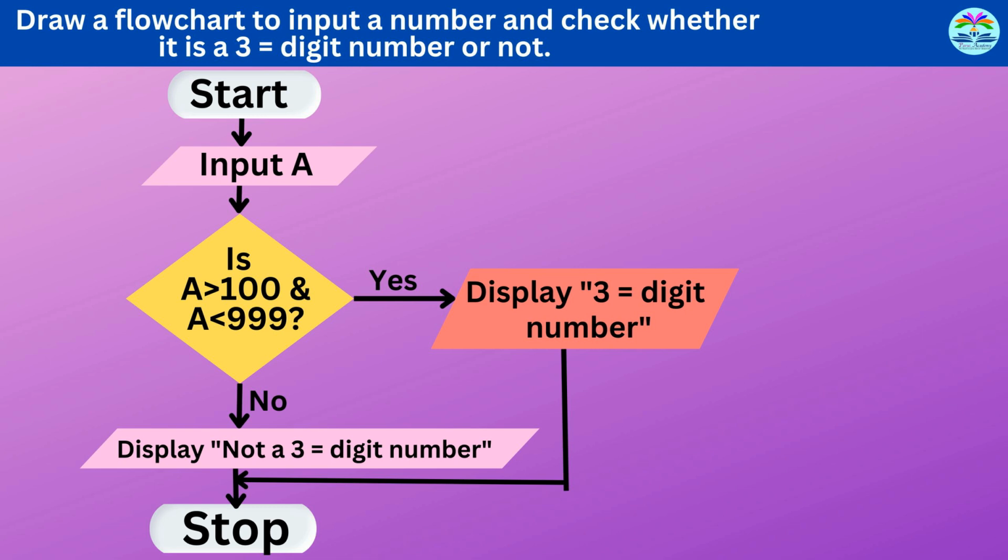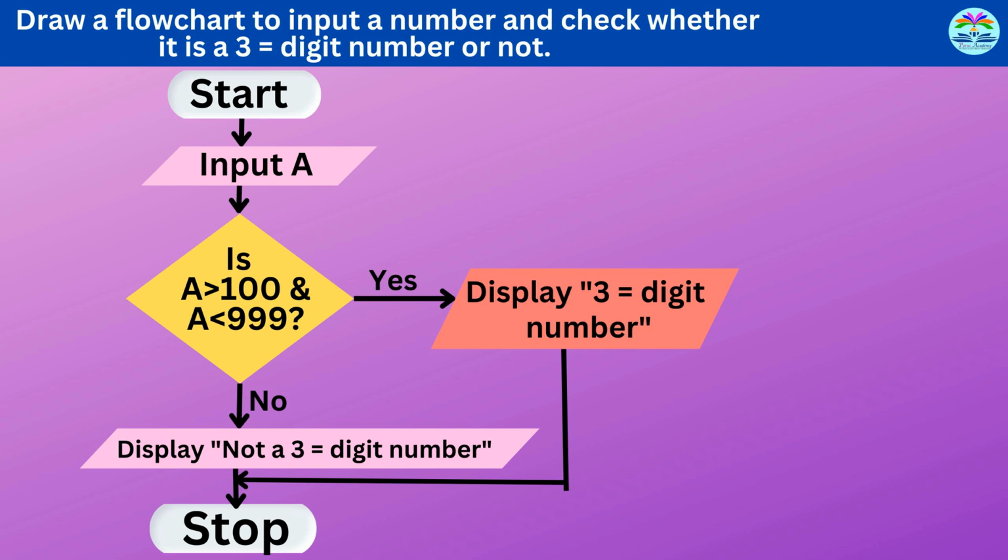Now I will discuss another flowchart. What is the program for this flowchart? The program is: input a number, and check whether the number is a 3-digit number or not. Now let's look at the screen for the diagram of the flowchart.